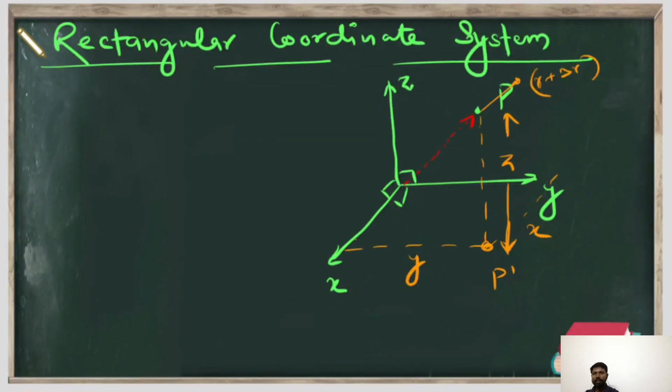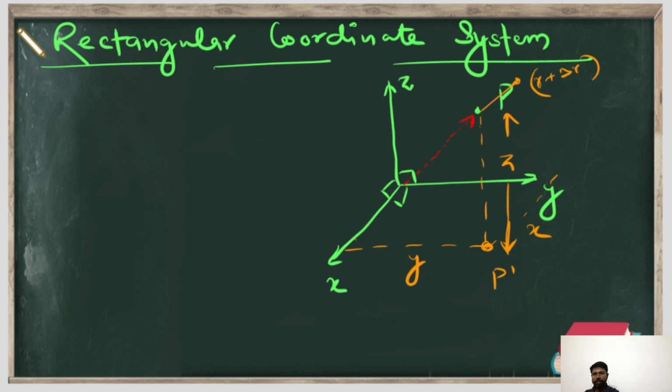Then I will discuss all the coordinate systems one by one, and how to convert a given point from one coordinate system to another, and how we convert a given vector from one coordinate system to another. Then we will also derive the relation between the rectangular coordinate system and the spherical coordinate system, or the rectangular and the cylindrical coordinate system.